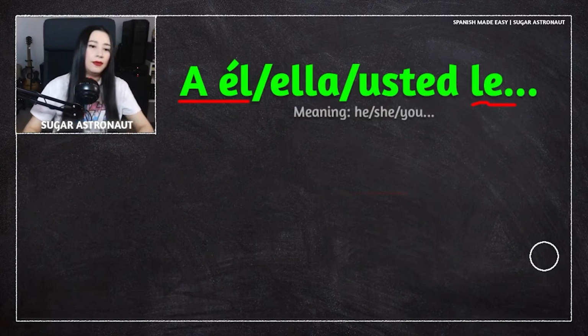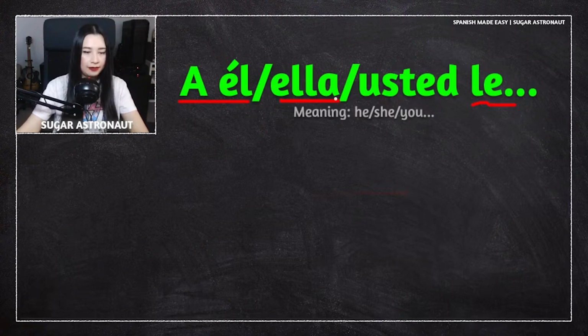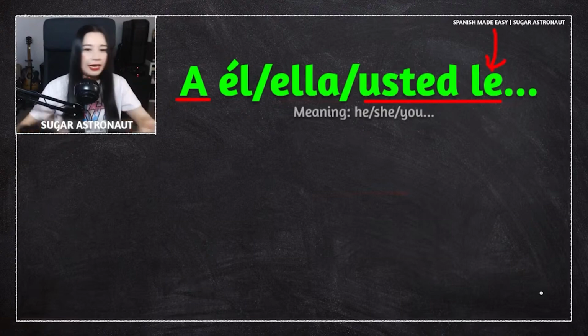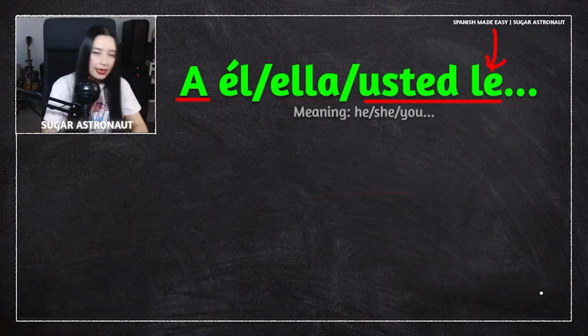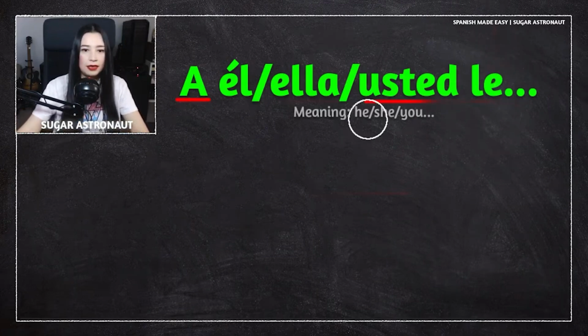Okay, if you want to say she, you need a ella, le. So not él, ella. A ella, le, she. Or if you want to say you, polite, formal, then you need a usted, le. So this is very important, le, right here. We're not saying él, ella, usted only. We're saying a él, le, a ella, le, a usted, le, dot dot dot. So a common thing to do in Spanish.